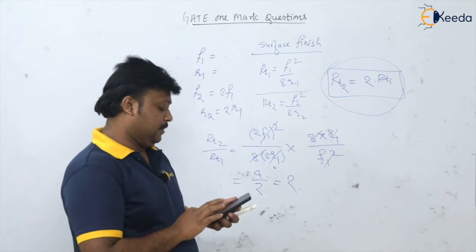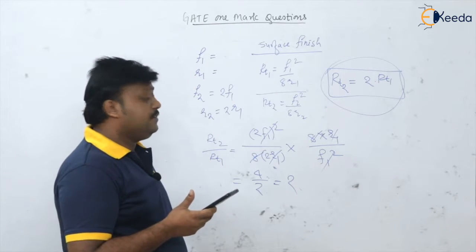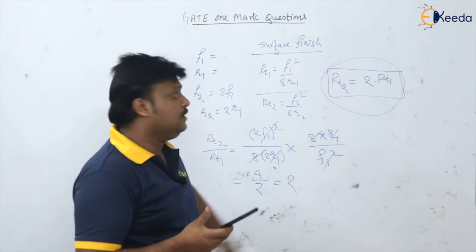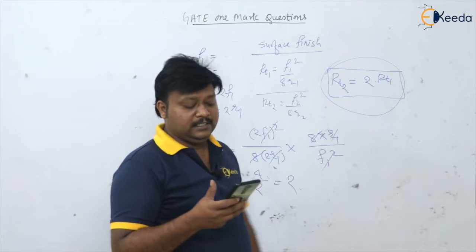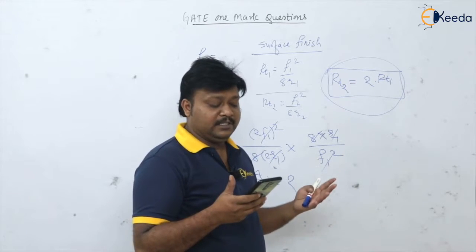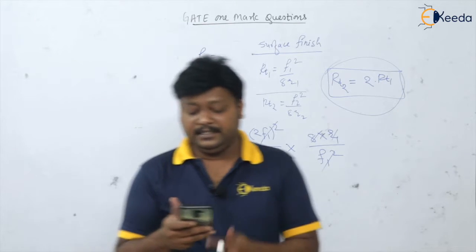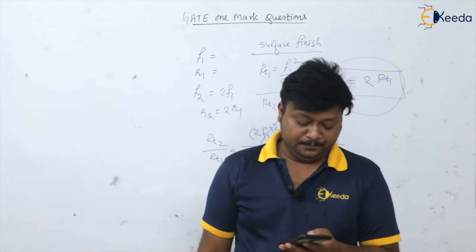What are the options? Of course, the value here increased, it doubled. Decrease by 50%, no. Increase by 300%, no. Increase by 100%, doubled, that is increase by 100%. That is the correct answer.